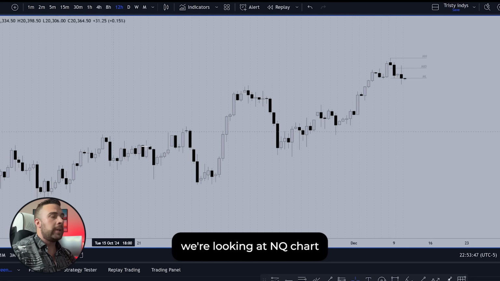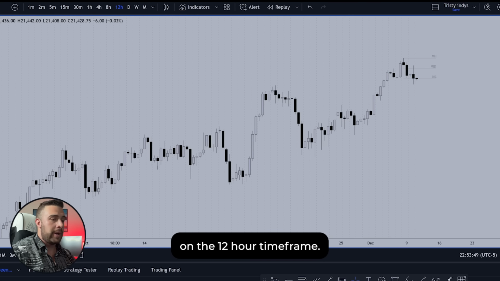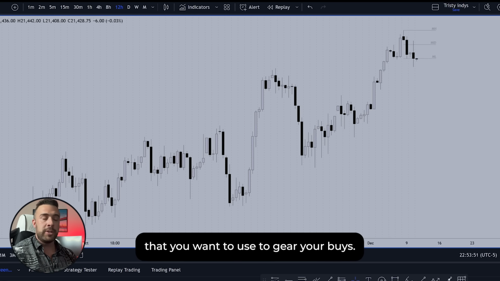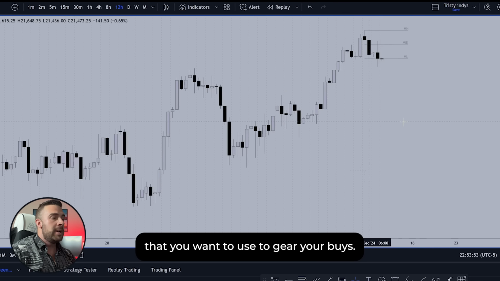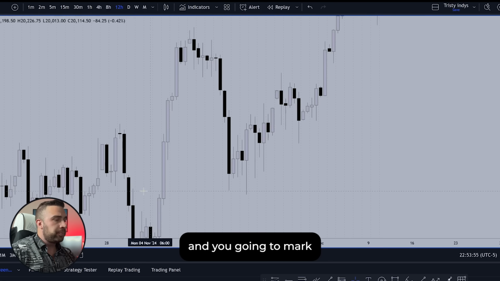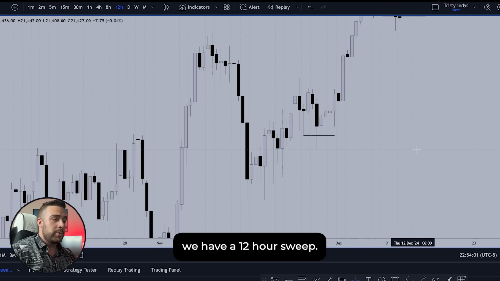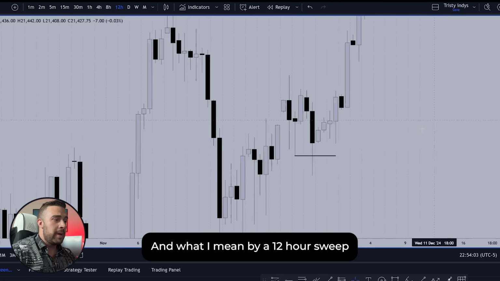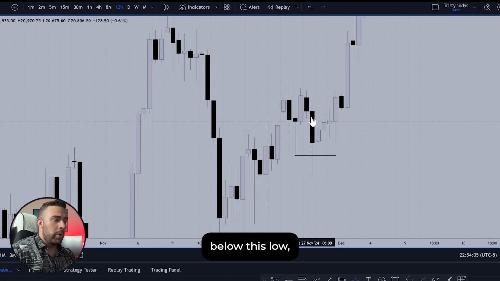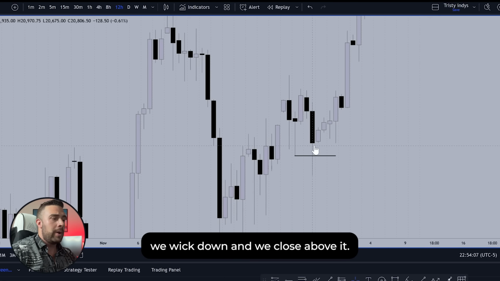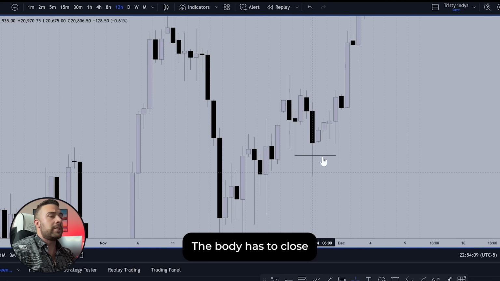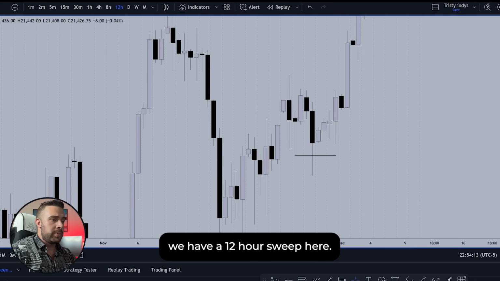We're looking at an NQ chart on the 12-hour time frame. This will be your main time frame to gear your buys. I'm going to mark every single 12-hour sweep so you get a base idea of what I'm talking about. A 12-hour sweep is where we come down below this low, we wick down, and we close above it. The body has to close above it for it to be a valid sweep.